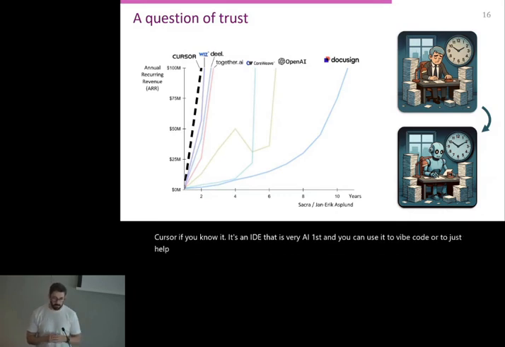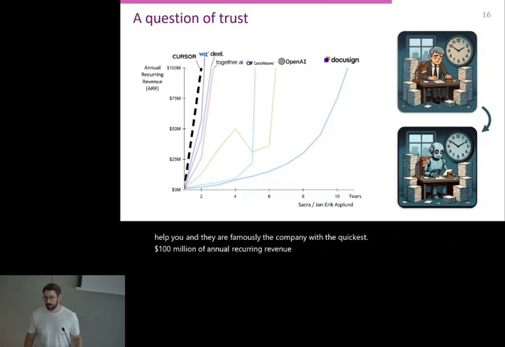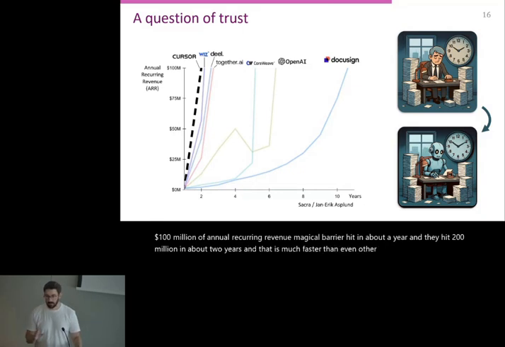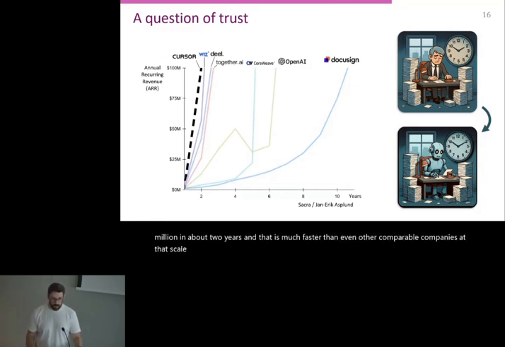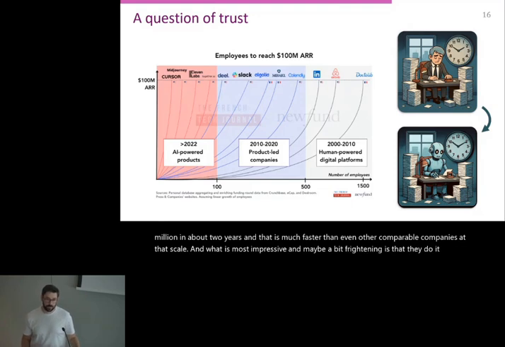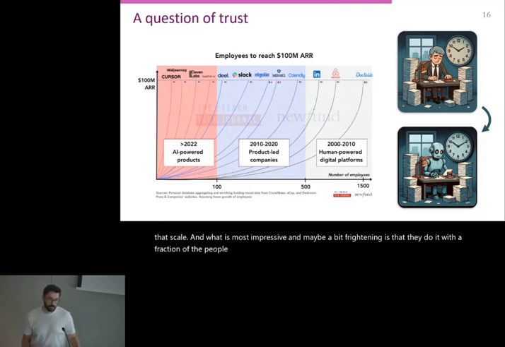And they are famously the company with the quickest $100 million of annual recurring revenue, a magical barrier, hit in about a year, and they hit 200 million in about 2 years. And that is much faster than even other comparable companies at that scale. And what is most impressive and maybe a bit frightening is that they do it with a fraction of the people that you used to require to run software that has global reach and so many customers, like 25 people.